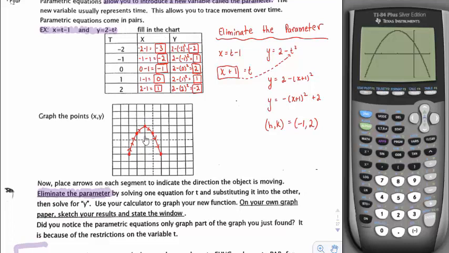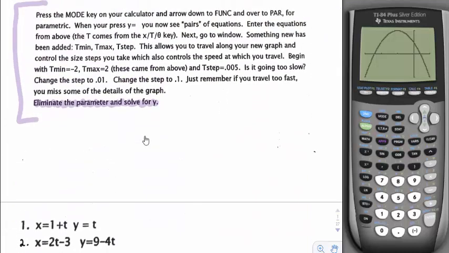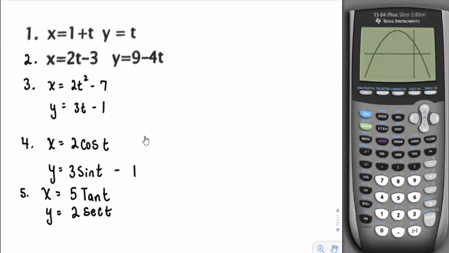Okay, so the last thing we're going to really work on at this point is eliminating the parameter. We want to be able to see our graphs, get them from that parametric version that we have into that function notation that we're used to working with. So I have some examples we're going to work through, and I'm not even going to work through all of them because I already did one with you. So I'm going to just go ahead and do 3, 4, and 5.